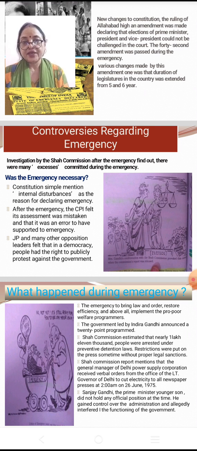After the emergency, the CPI felt that its assessment was mistaken. Earlier, it was supporting the emergency declaration. Later, it felt that they had made a mistake. JP and many other opposition leaders also felt that in a democracy, people have the right to publicly protest against the government if it is not as per the aspirations of the people. They are facing problems, so they have the right to raise their voice against the development programs and the injustice happening to them.